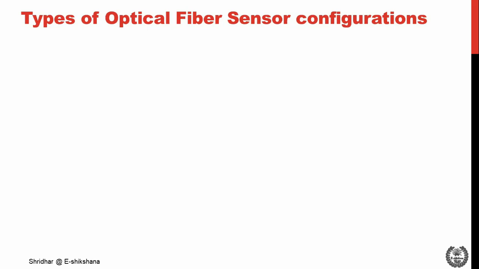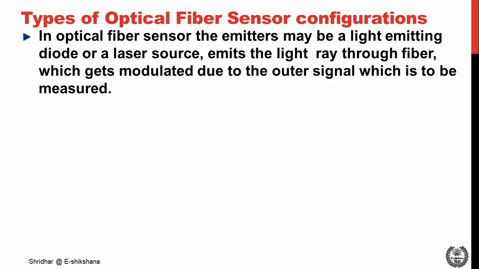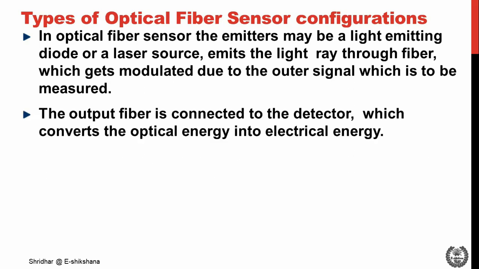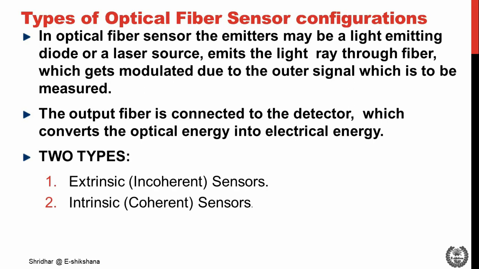Types of optical fiber sensor configurations. An optical fiber sensor emits, maybe from a light emitting diode or laser source. Emitters emit the light ray through the fiber, which gets modulated due to the outer signal which is to be measured. The output fiber is connected to a detector which converts the optical energy into electrical energy. There are mainly two types of optical fiber configurations: extrinsic or incoherent sensors, and intrinsic or coherent sensors.